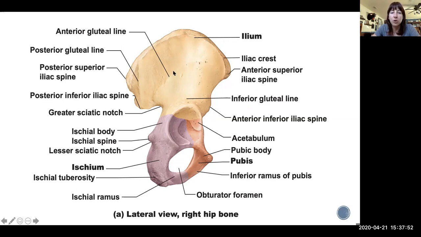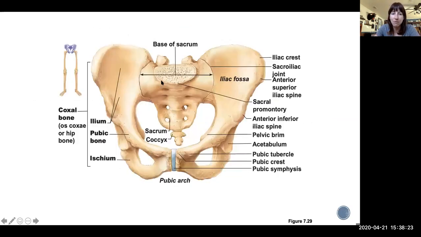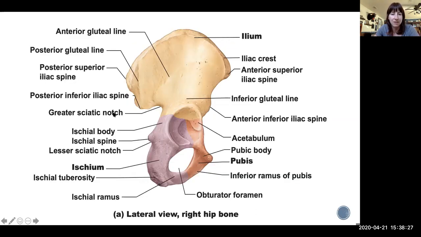You've got one that is closer to the front, so it is anterior, and one that is closer to the back, so it is posterior, and they are both gluteal lines. The anterior gluteal line and the posterior gluteal line are part of the ilium, and they are very slight projections that your gluteal muscles attach to. So this is part of where your butt muscle attaches to your pelvis. Back here, where we couldn't see before, we've got the posterior superior iliac spine and the posterior inferior iliac spine.